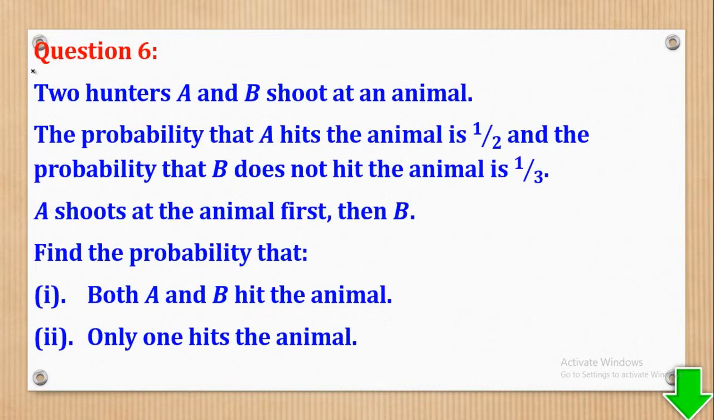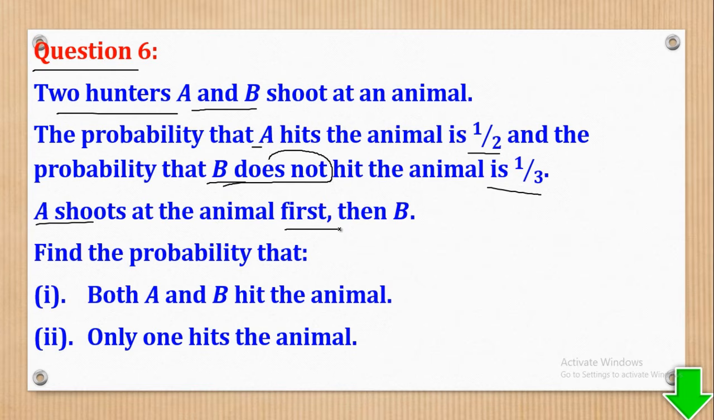The next is question 6. Question 6 says, two hunters A and B shoot at an animal. The probability that A hits the animal is a half, and the probability that B does not, know this word, does not hit the animal is a third. A shoots at the animal first, then B. Find the probability that, Roman 1, both A and B hit the animal. Then Roman 2, only one hits the animal.